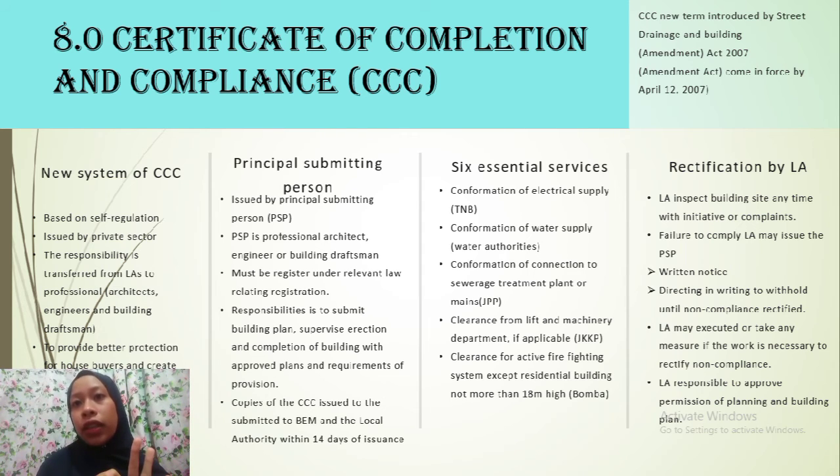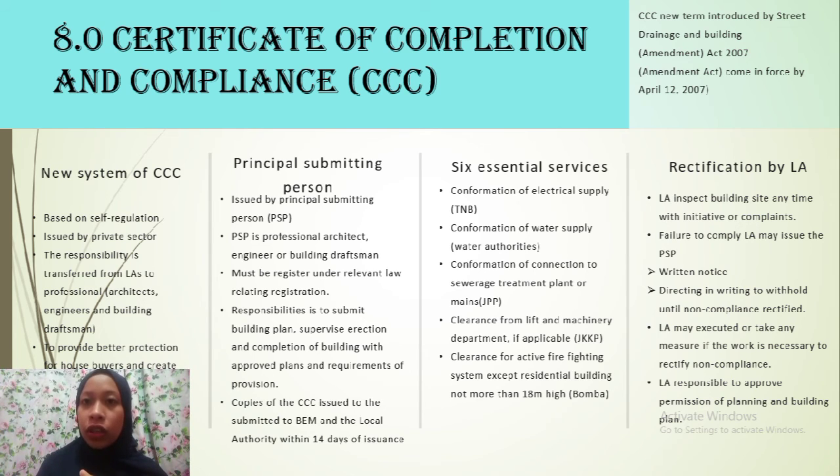Six essential services are required for issuance of the CCC, which are confirmation of electrical supply (TNB), confirmation of water supply (water authorities), confirmation of connection to sewerage treatment plant (JPP), clearance from Lift and Machinery Department if applicable (JKP), clearance for active firefighting system except for residential buildings not more than 18 meters high (bomba), and road and drainage requisition by the local authority.